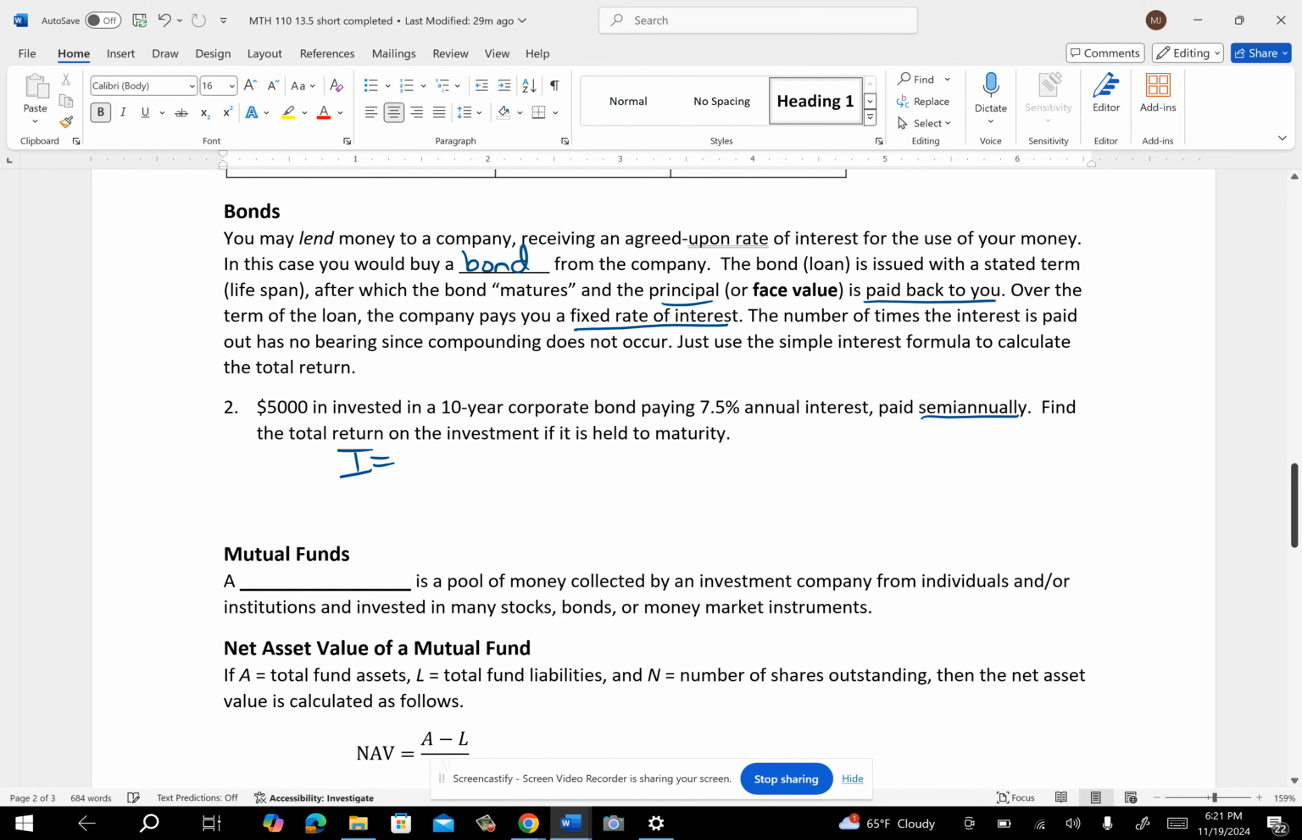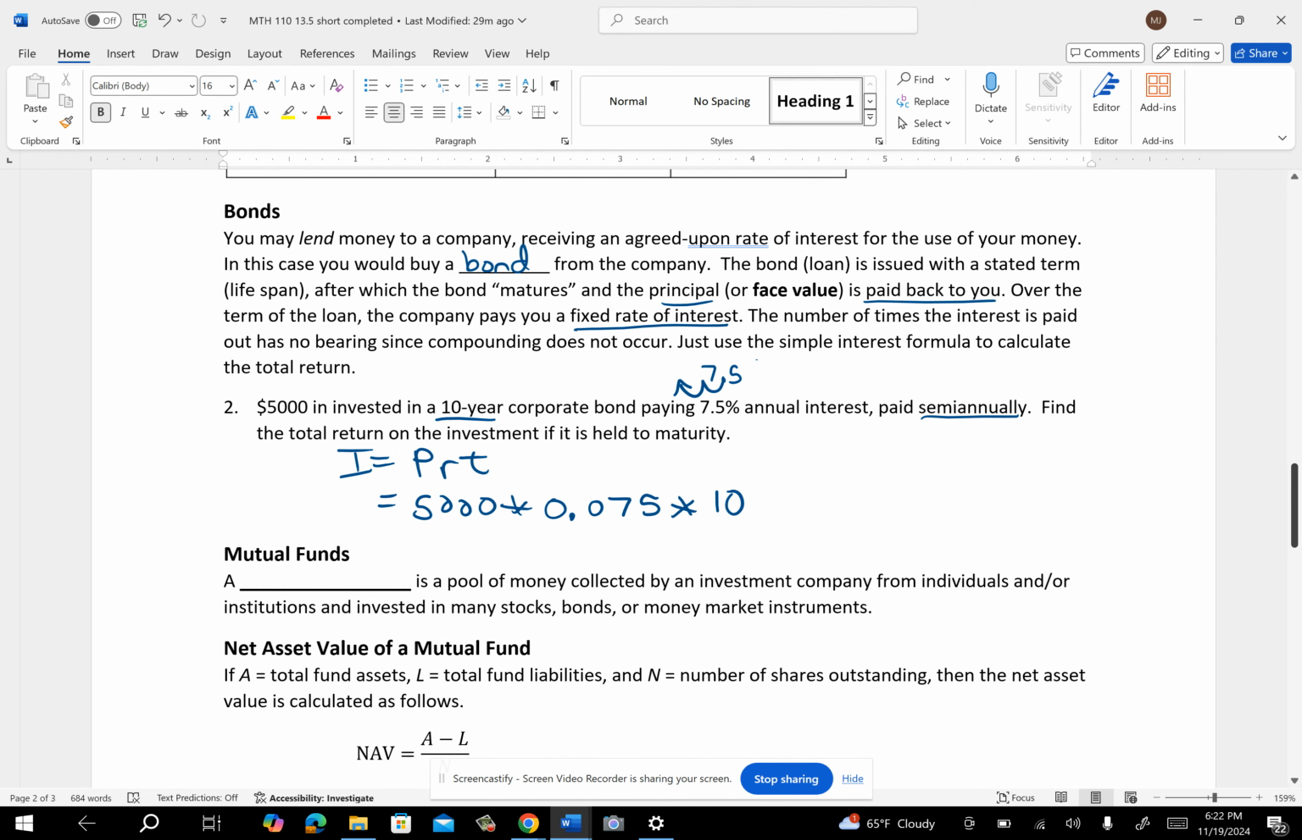You just think PRT. So $5,000 is what they borrowed. The interest rate was 7.5%. So remember, per means divide, per cent means divide by 100. So move the decimal 2 places. So 0.075. And you're going to let them have your money for 10 years.